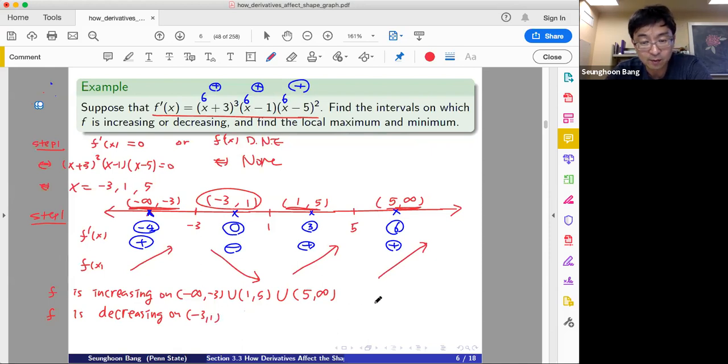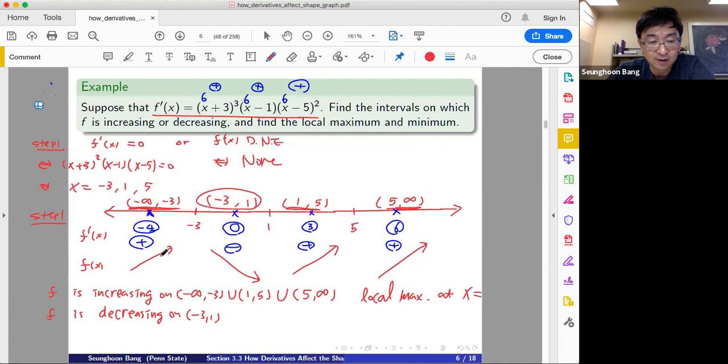So we have local maximum and local minimum. The local maximum is at x equals what? What is the x value? Do we have a local maximum? Could you write your answer on the chatting board? What is the x value?